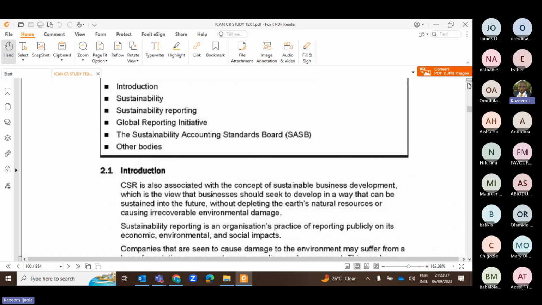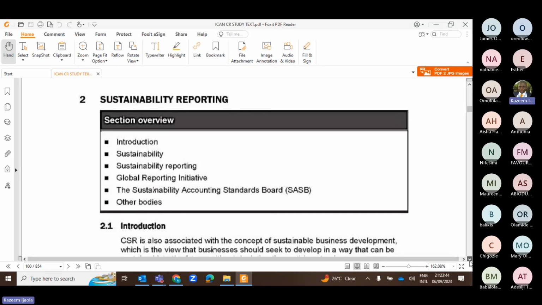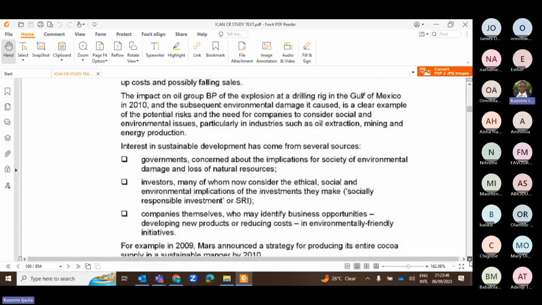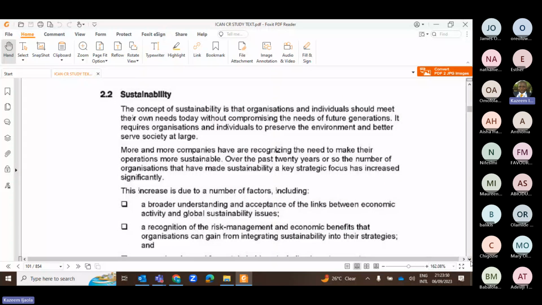I said that we are discussing three things. The first one is CSR, the second one is sustainability, and the third one is integrated reporting. So let's discuss sustainability reporting. Now, what is sustainability reporting?